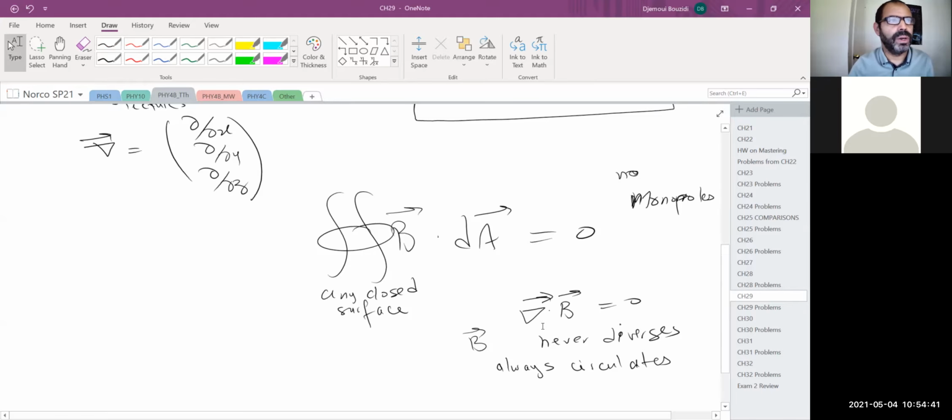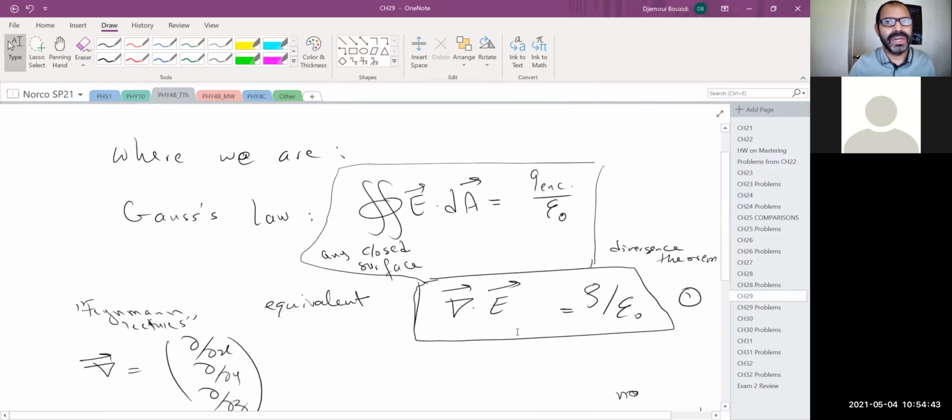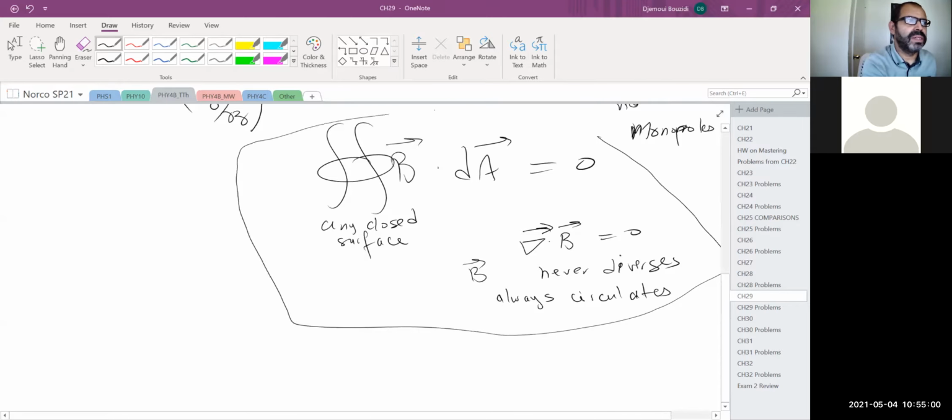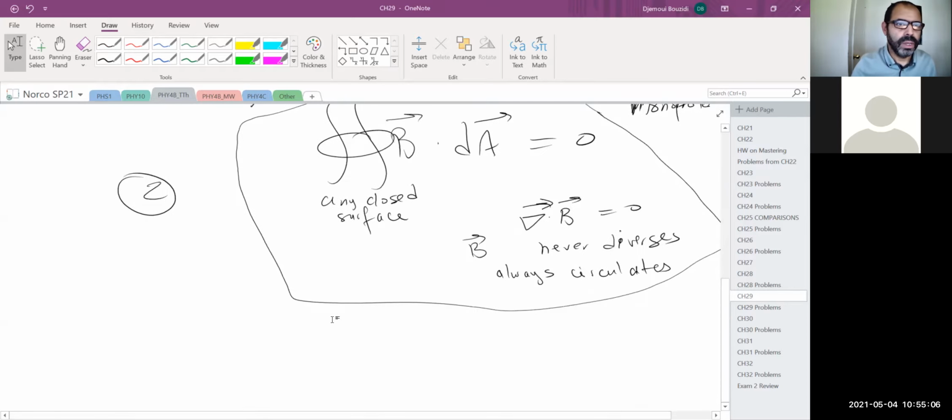On the other hand, this one is suggesting that the electric field always diverges, emanates from the forms in here. You have to be careful with this one. This is true only in the case of electrostatics. These two, I'm going to call it equation number 2. Both of them are the same thing, by the way. These two forms, one of them is an integral form and the other one is a differential form, and they're the same thing.